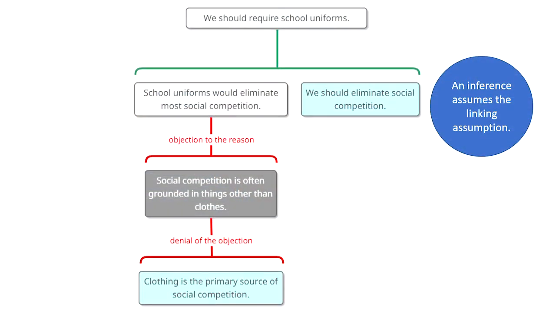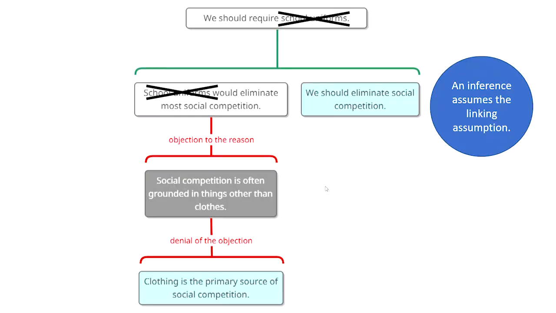What we want to provide is the linking assumption, the thing that must be true if the conclusion follows from the reason. Another way to think about it is what links the concepts in the reason with the concepts that are in the conclusion. In order to figure this out, let's ask ourselves what needs linking. Well, here's what does not need linking. School uniforms, because that's the same concept. If someone is not sure how the claim we should require school uniforms follows from school uniforms would eliminate most social competition, here's what they're not confused about. They're not confused about how school uniforms relate to school uniforms.